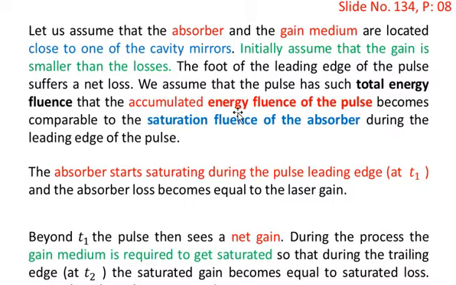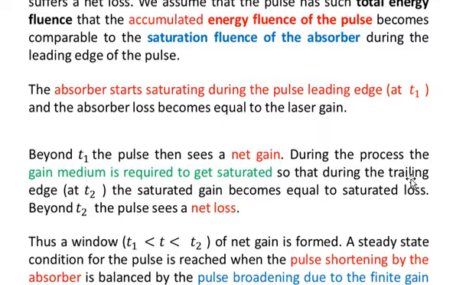So the energy fluence of the pulse at its foot even becomes greater than the saturation fluence of the absorber during the leading edge of the pulse. The absorber starts saturating during the pulse leading edge, presented at a time t1, and the absorber loss becomes equal to the laser gain.